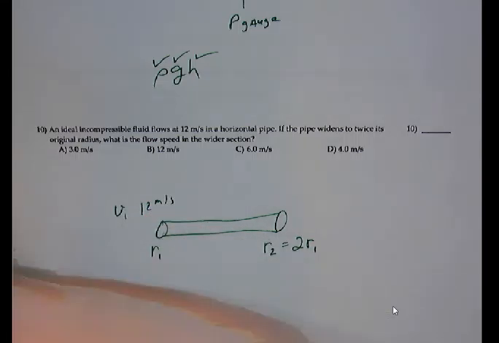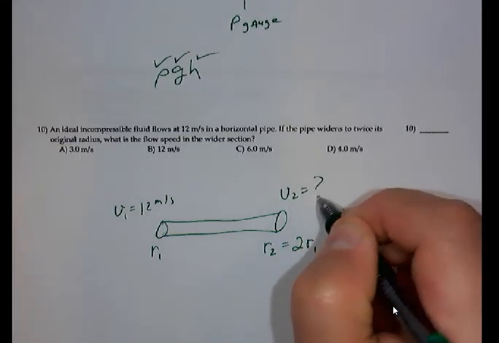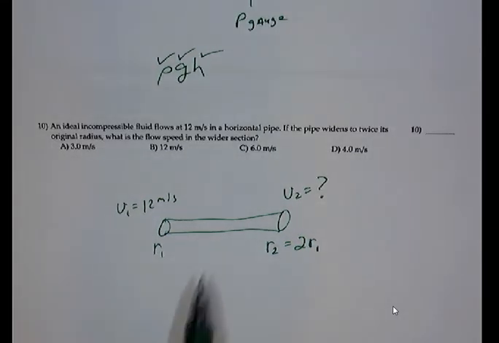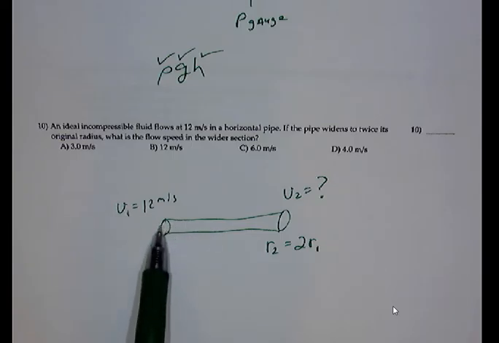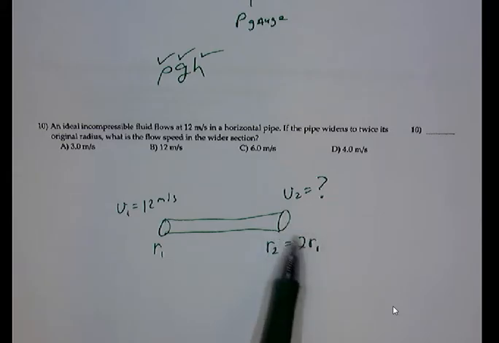Okay, so that's the speed in this part. Here's the speed over here. That's what we're trying to figure out. So this is kind of a problem where you know the speed here. When it widens to twice its radius, it's going to slow down. So if the pipe is twice as big in radius, does that mean the speed is half as much? Well, it turns out no, it doesn't. And this is the reason why.